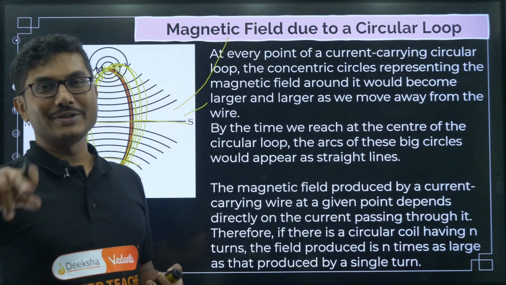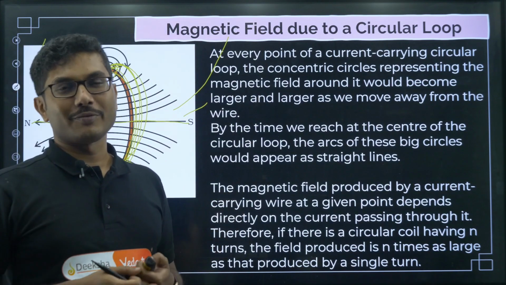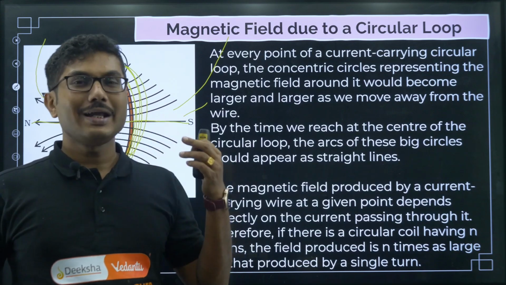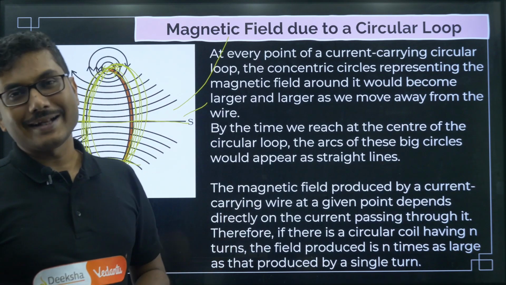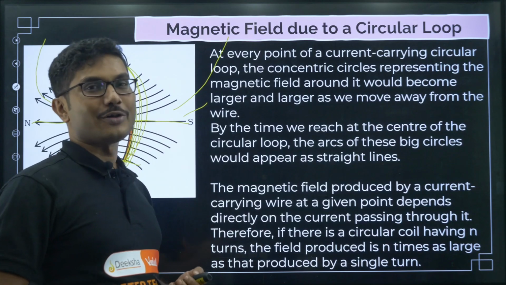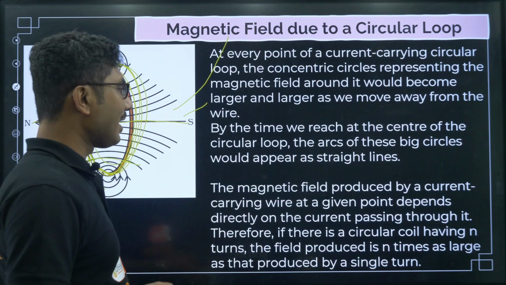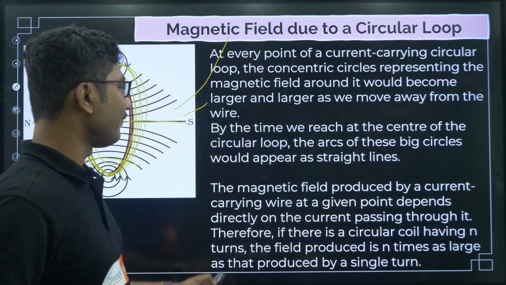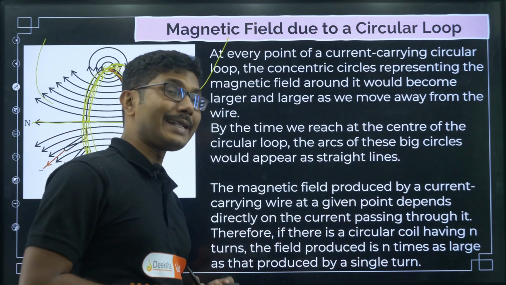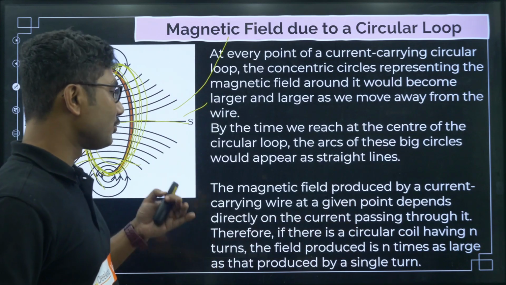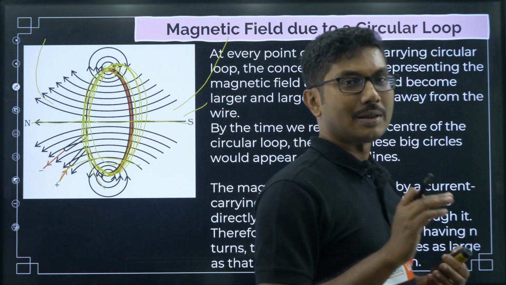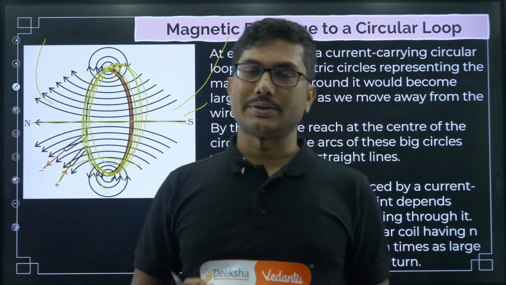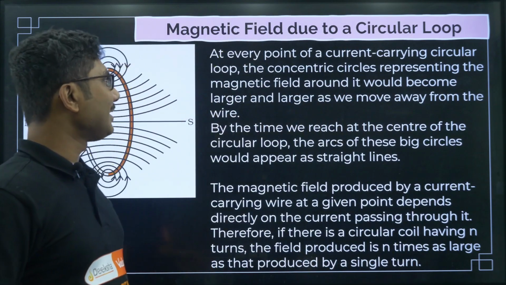You are just using the coil and increasing the number of turns, and because the same current is passing through the coil, the current effect will be multiplied, and thus the magnetic field produced will also be intensified. Therefore, if there is a circular coil having n turns, the field produced is n times as large as that produced by a single turn. If a single turn produces x, then n turns will produce n times x, which is very interesting.